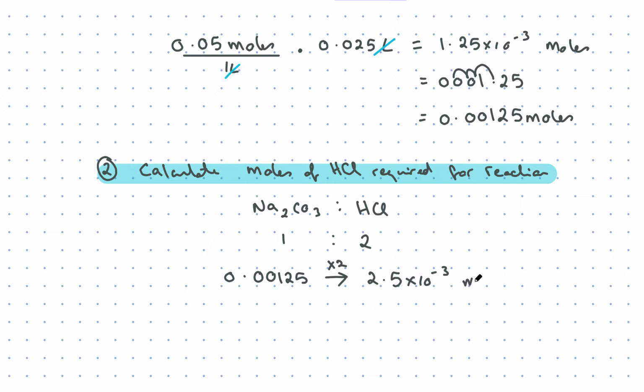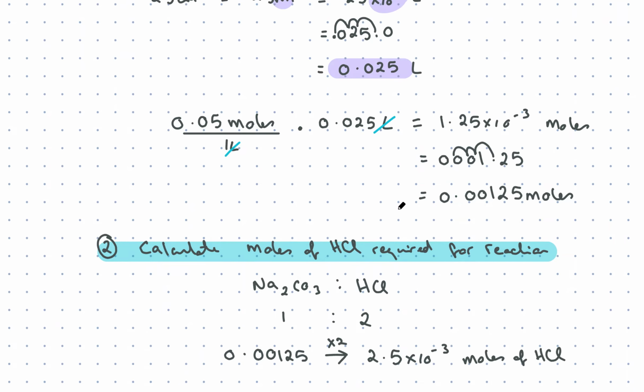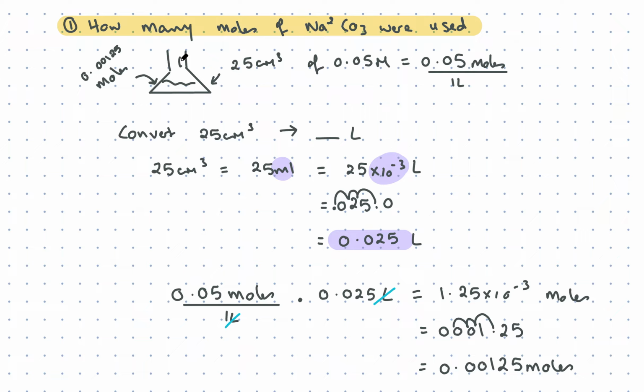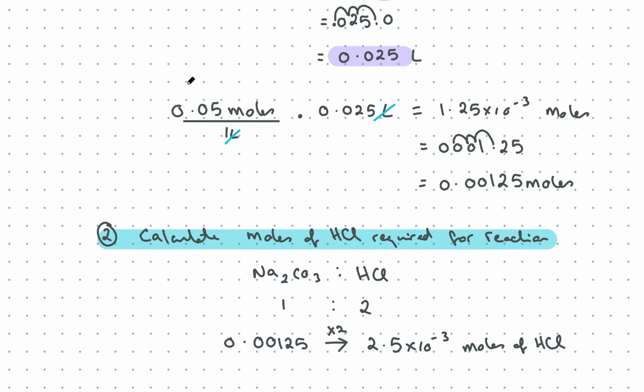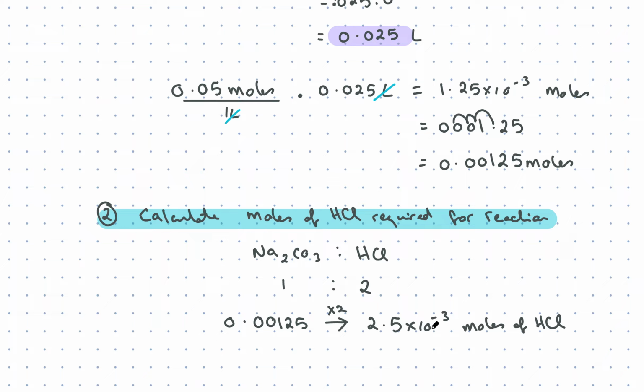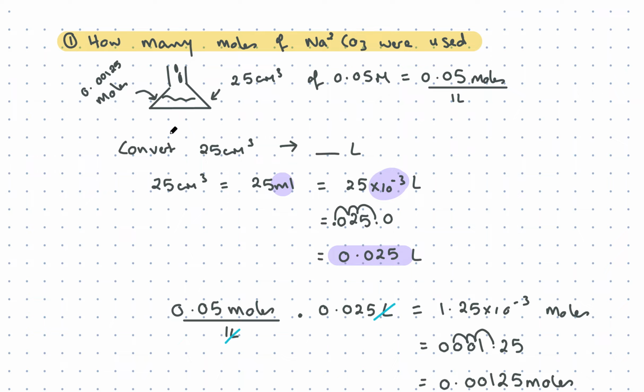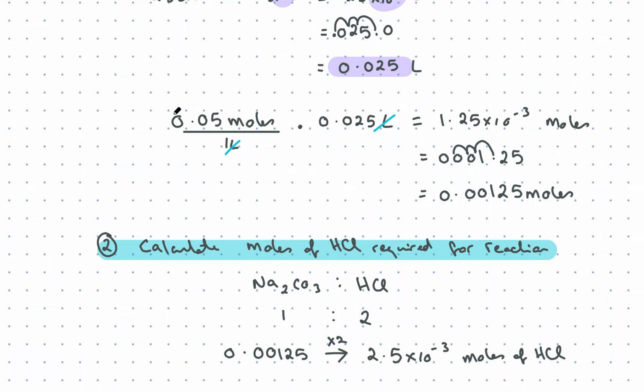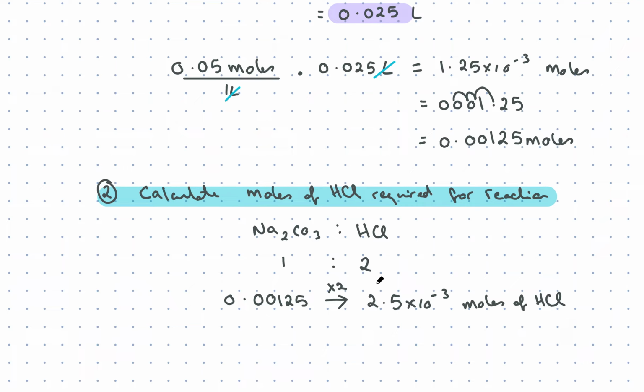And that's how many moles of HCl I would have added into the conical flask when I was dripping down the HCl. I had to have added 2.5 multiplied by 10 to the minus 3 moles of HCl for that colour change to have occurred in the conical flask, for us to go from the yellow colour to the pinky red colour that we saw when we knew the reaction was finished.